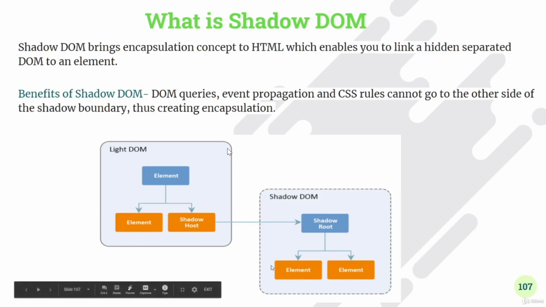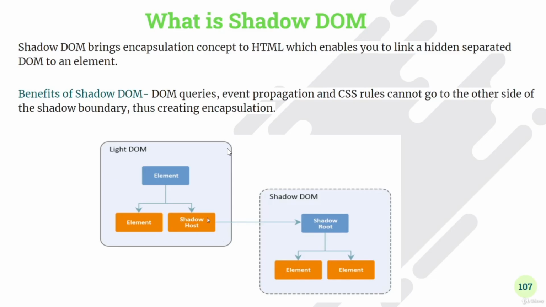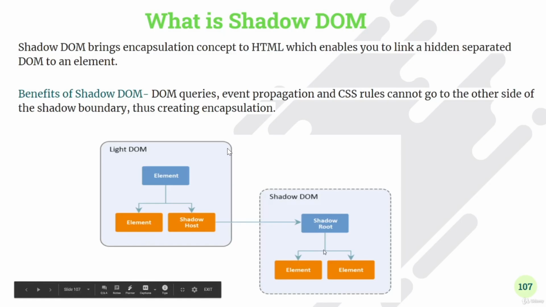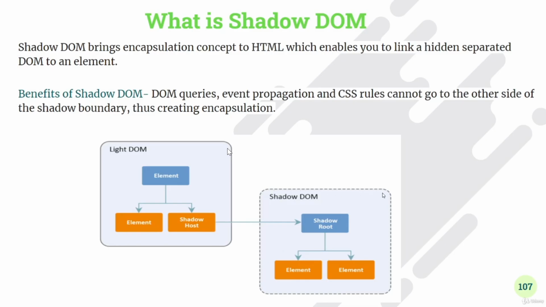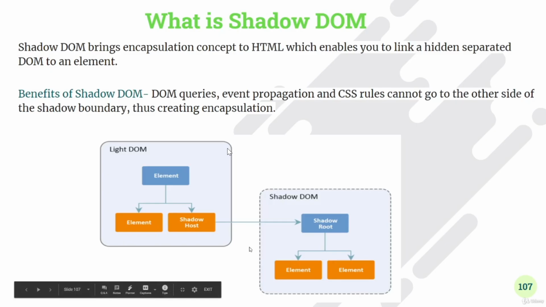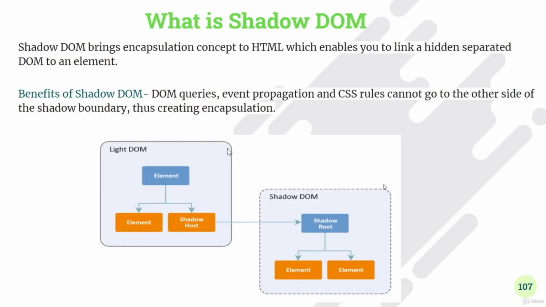And the other beautiful part is it will not override each other's CSS. Like if I have a div tag in the parent component and I am giving it color blue, and the same div is inside the shadow DOM, it will not apply the color to the shadow DOM elements. So it will not cross each other's boundary, and that boundary we call the shadow boundary. So this is what I have written: DOM queries, event propagation and CSS rules cannot go to the other side of the shadow boundary, and thus it creates the encapsulation. And this is one of the core fundamentals of LWC.